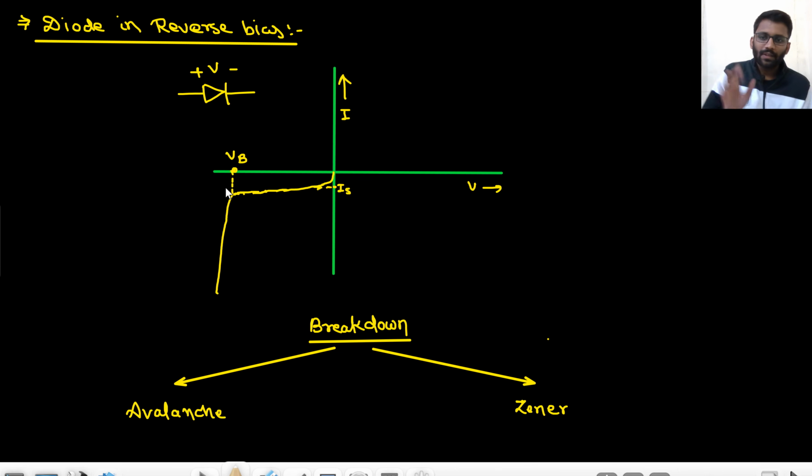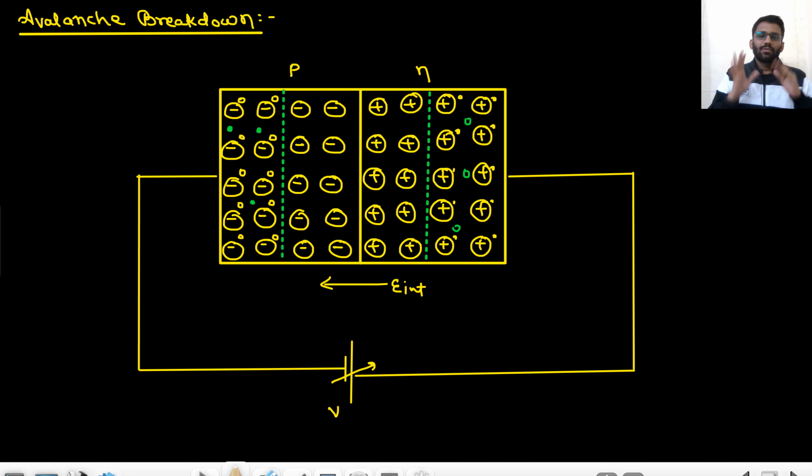Okay, so there are two kinds of breakdown. Here you are having breakdown voltage, no? So there are two kinds of breakdown: avalanche breakdown and Zener breakdown. First we will study about avalanche breakdown. So now this is my PN junction diode. My diode is in reverse bias.